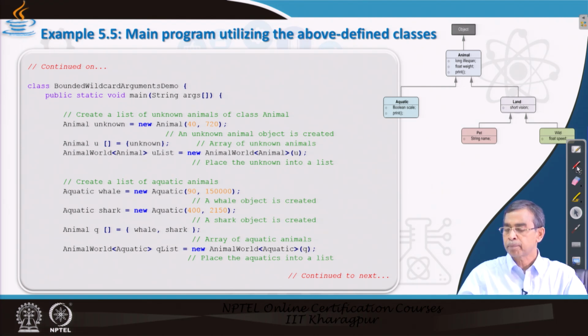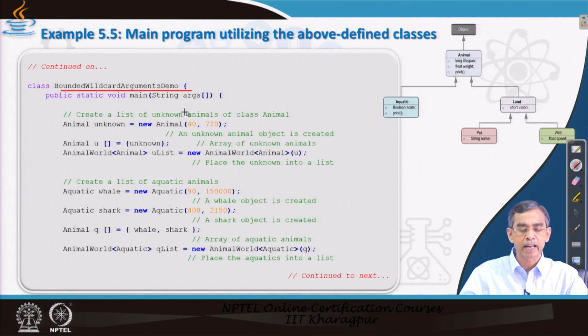Now, here is the main program, which needs to be checked very carefully. This is the main program, the driver class, the bounded wildcard argument demonstration program. Here we create a list of animals, the unknown animals. The animal has lifespan and weight, so 40 is the lifespan, weight is 720, and we can create an array of animals. Only one element is in this array u. So, u is an array of unknown animals, and we can create a collection, the u list, using the generic class, and u list is the current list.